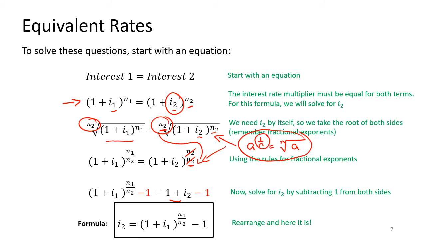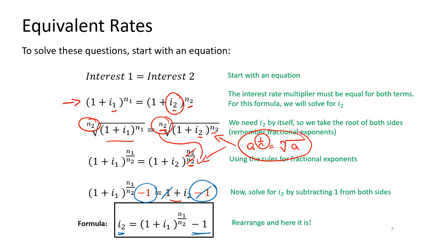So now we have a 1 plus i2 on the right side, and on the left side, we have 1 plus i1, or the interest rate in the first scenario, to the exponent n1 divided by n2. That's the number of compounding periods in the first scenario divided by the number of compounding periods in the second scenario. So to solve for i2, we have this 1 on the right side we have to get rid of, so we just subtract 1 from both sides. So 1 minus 1 cancels, and we're left with just i2 is equal to 1 plus i1, or the interest rate in the first scenario, to the exponent n1 over n2, minus 1.